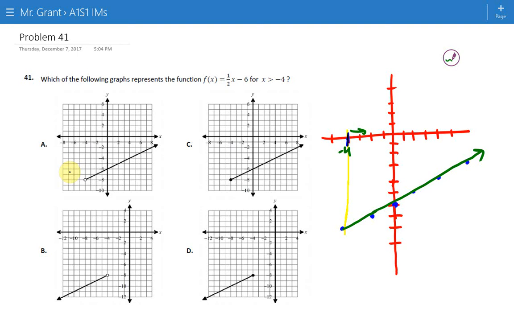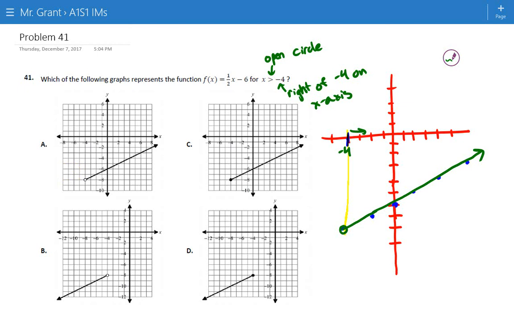Now we need to talk about what happens at the point at -4. Well, it doesn't say that x can be equal to -4, so the way we show something isn't equal but is still starting there is, of course, with an open circle. So to annotate, this means an open circle, and this means we want to keep to the right of -4 on the x-axis.